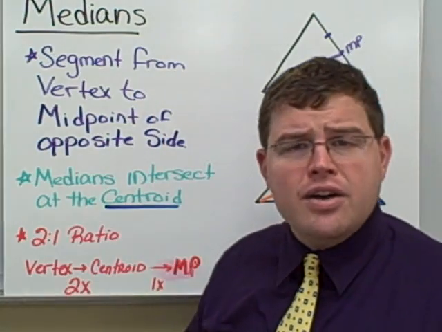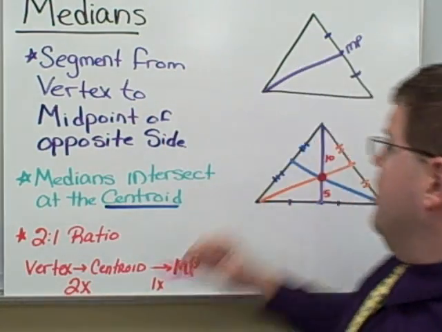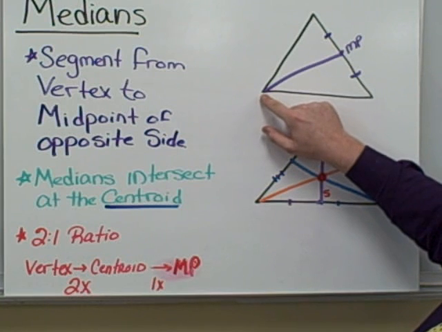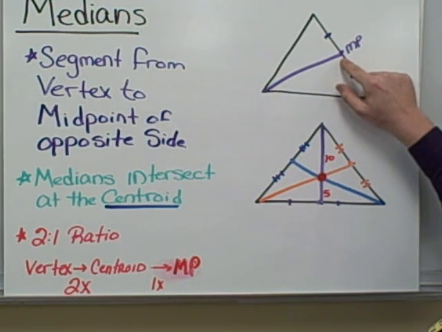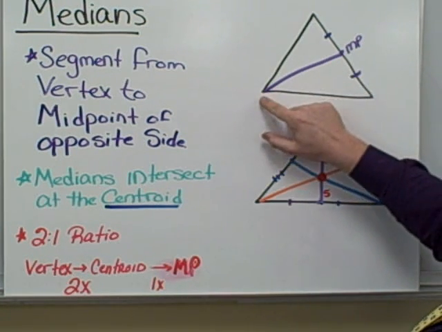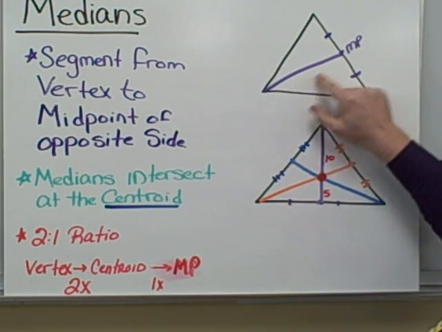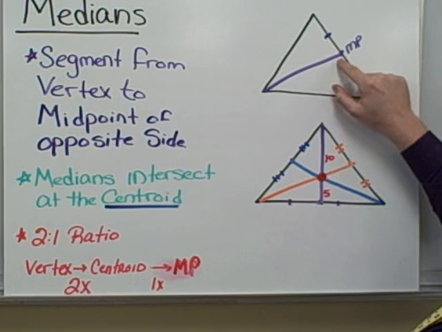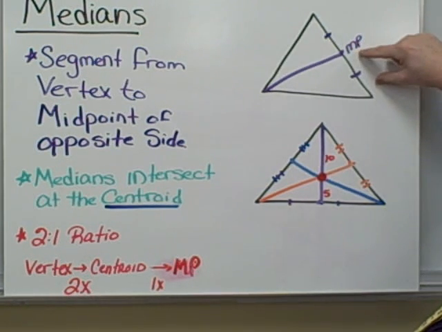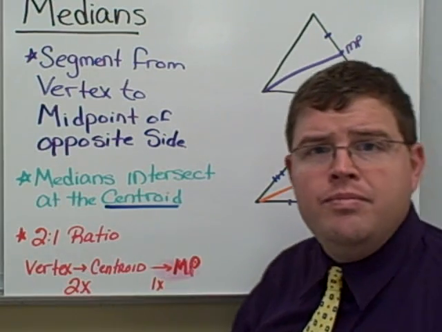The medians are simply segments drawn from the vertex of a triangle to the midpoint of the opposite side. So we have here the vertex, here's the midpoint, and there's the segment connecting them. Notice that the midpoint will help us to know that we have a congruent piece here and a congruent piece here because of that midpoint.